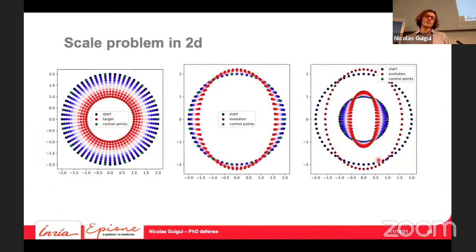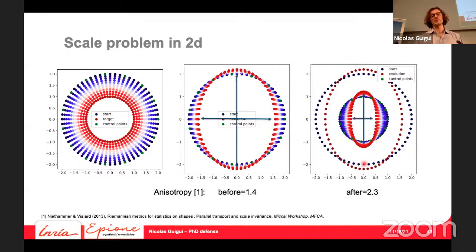In fact, this problem was already reported in 2D. It is more of a scale problem. We can see it when we transport the evolution between a circle and an ellipse along the deformation between a large circle and a smaller circle. On the right, we retrieve a smaller ellipse, but its anisotropy is much increased. This was reported before by the work of Nittamer and Bialar, and they proposed to use a metric that decomposed between the volume changes and the changes that preserve the volume, the scale.